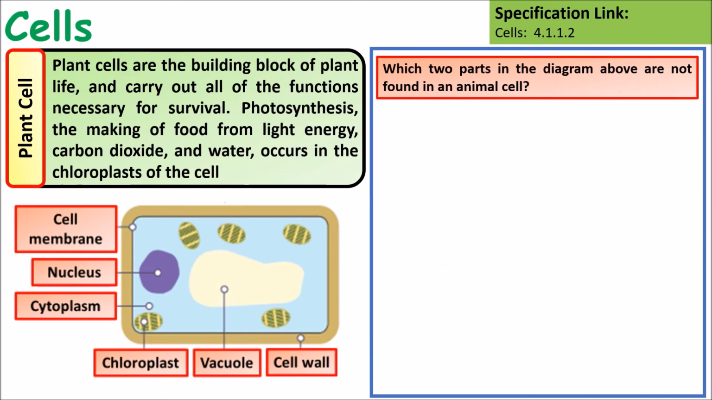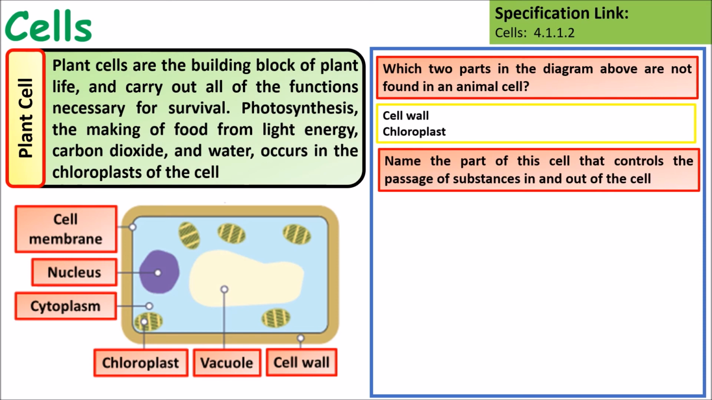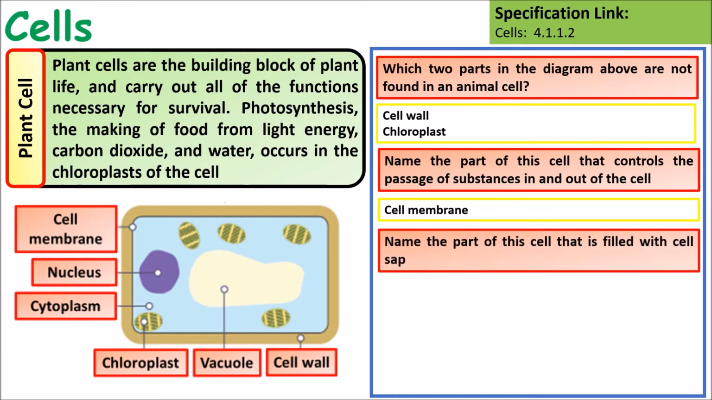Which two parts in the diagram below are not found in the animal cell? The cell wall and chloroplast are only found in plant cells. Name the part of the cell that controls the passage of substances in and out of the cell. That would be the cell membrane. Name the part of the cell that is filled with sap. That would be the vacuole.